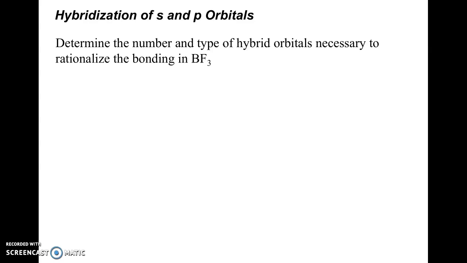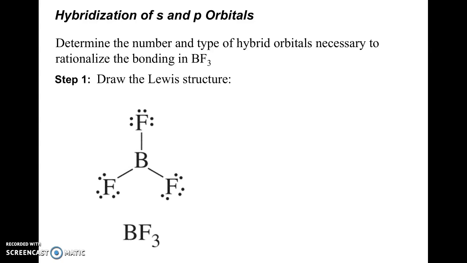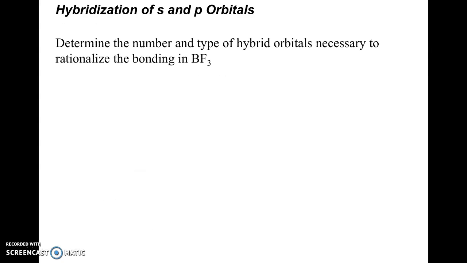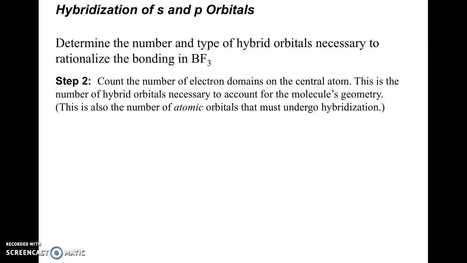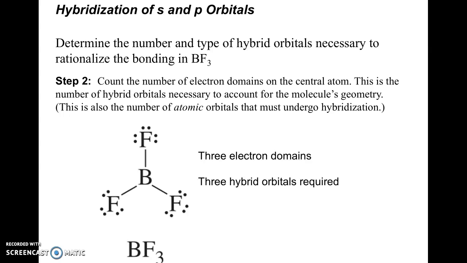All right, so to determine the number and the type of hybrid orbitals necessary in BF3, another example, the Lewis structure is trigonal planar for boron trifluoride. So we need to figure out the number of hybrid orbitals that are necessary to be able to explain this. We count the number of electron domains on that central atom. We know it was trigonal planar, so there were 3, and so we need 3 hybrid orbitals.